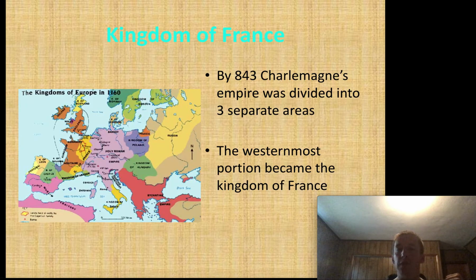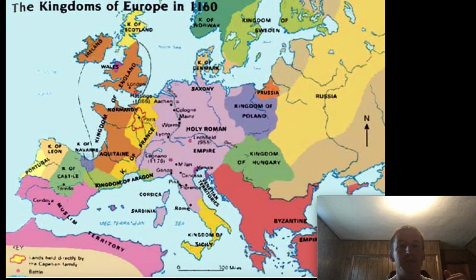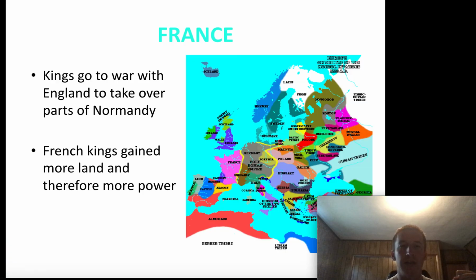France, by 843, Charlemagne's empire was divided into 3 separate areas. The westernmost portion of this became the Kingdom of France. So this map is kind of small here, but you can see that the orange section over here is Normandy. England is also orange because remember, William had conquered both and took control here. France is just going to be this yellowish gold section right here. So it's pretty small at this time.